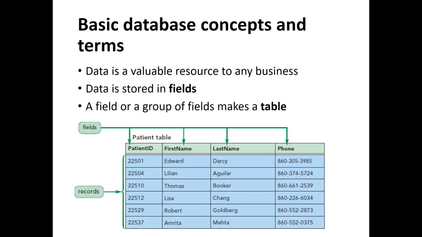all these relationships. Now, data is one of the most important resources to any business, and data is stored in fields. These fields, like patient ID, are a field. You can call it a column as well. So first name, last name, phone. So the data is stored, 22501 or Edward, this is data. Darcy is data, phone number is data, and that data is stored in a field. And the group of fields makes a table. You got it? The group of fields makes the table. And this one row is a record.